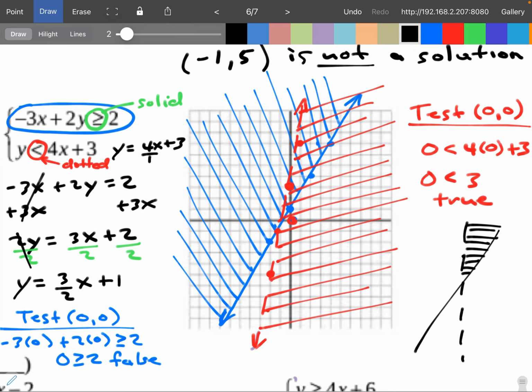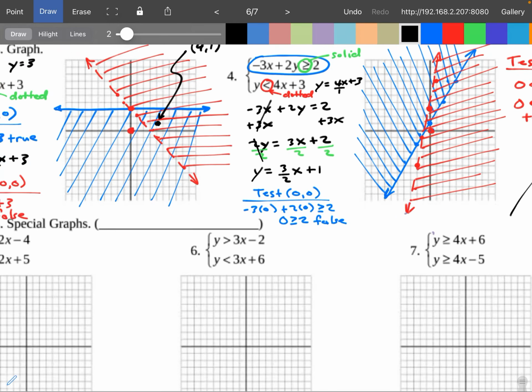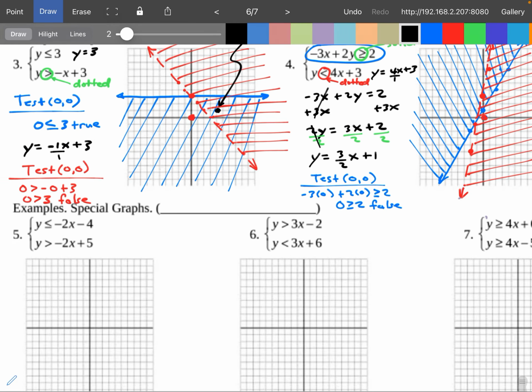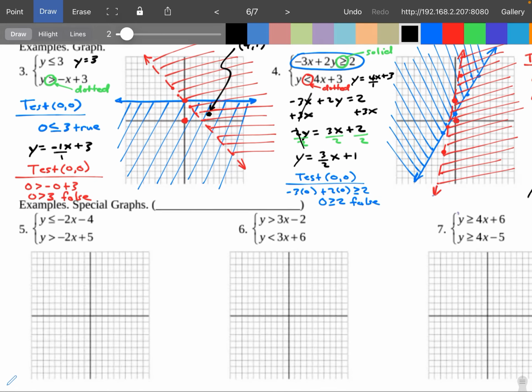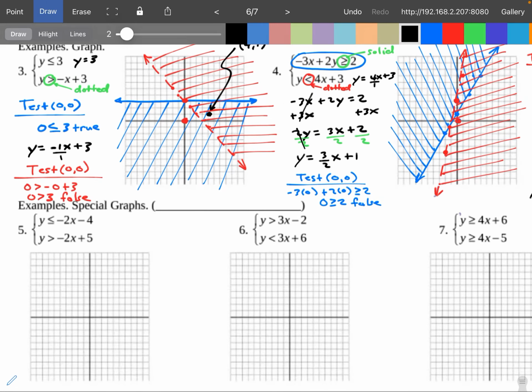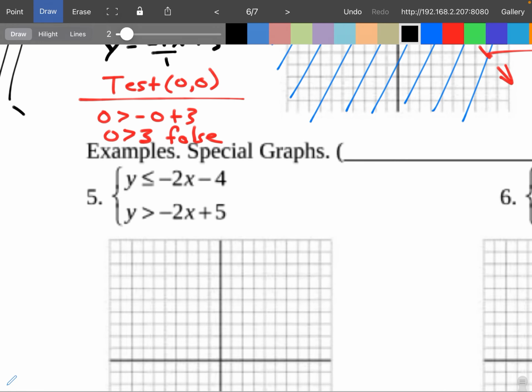So again, if I could draw you a little sketch of that, just so sometimes people see it easier like this. What we got is we have a solid line, and then we have a dotted line. And our solution is actually in here. Does that make sense to you guys?